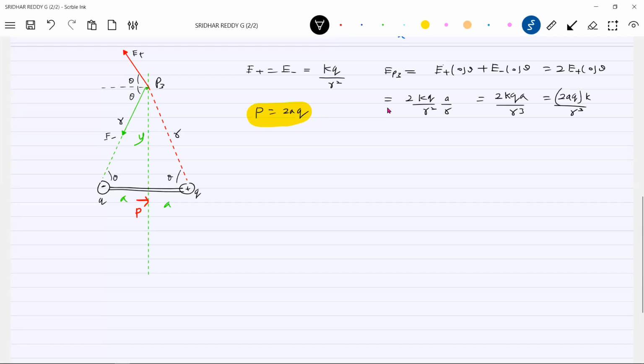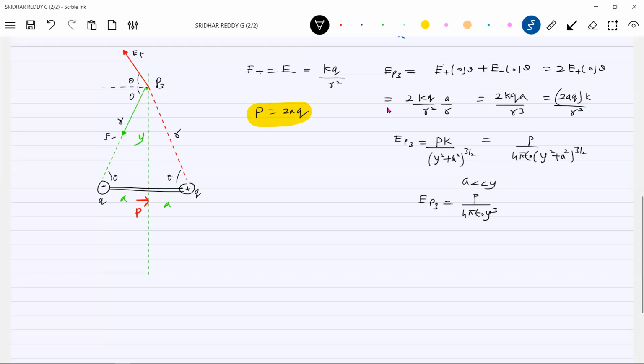So what is R further? EP3 equal to PK by R cube, which will become Y square plus A square to the power of 3 by 2. Further, P by 4 pi epsilon naught, Y square plus A square to the power of 3 by 2. Again, A will be very much less than Y. So therefore, EP3 should be equal to P by 4 pi epsilon naught Y cube.